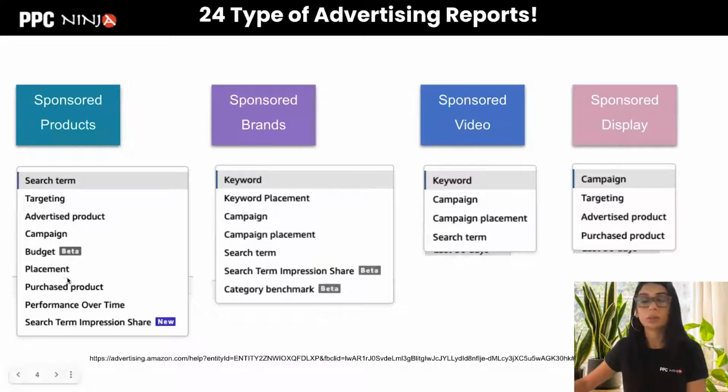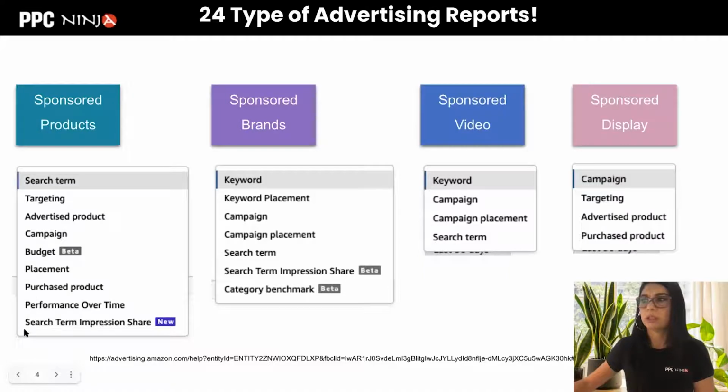You also have this thing called placement report, which gives you a breakdown of which placements you performed best under. So for example, the top of search placement, product pages, rest of search, and off Amazon. So you get 4 different placements. Not everyone has the off Amazon component, but those who do will be able to see that data. So that's really interesting because this can guide you to place the right kind of placement modifiers. So that's really interesting and important.